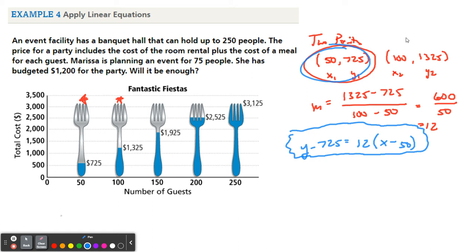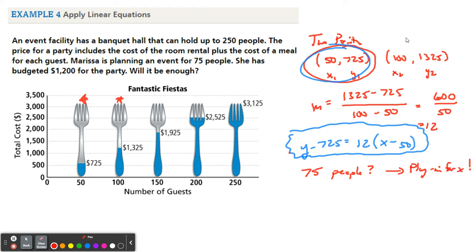So now the question is, will 75 people fit the $1,200 budget? We want to have 75 people and we budgeted $1,200. So how much is it going to cost for 75 people? Well, this 75 is going to be our x value. We're going to take 75 and we're going to plug it in for x. That's exactly what we're going to do.